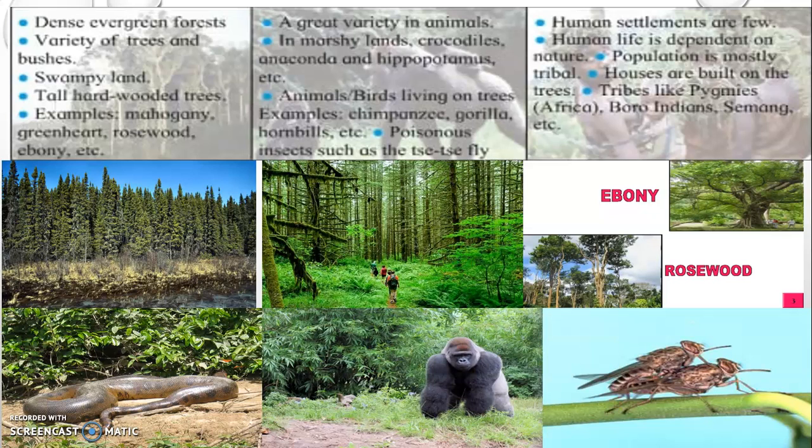Like animals and birds of different varieties which stay on trees, like chimpanzee and gorilla, you can see in the picture, and birds like hornbills. Then there are poisonous insects. Scorpions are also found, and this is one variety of insect called the tsetse fly, found on the leaves and grasses, which are very poisonous. So this is the animal life found in the equatorial region.